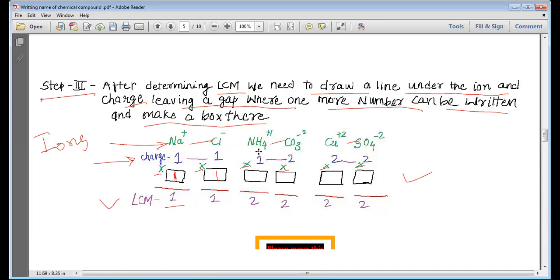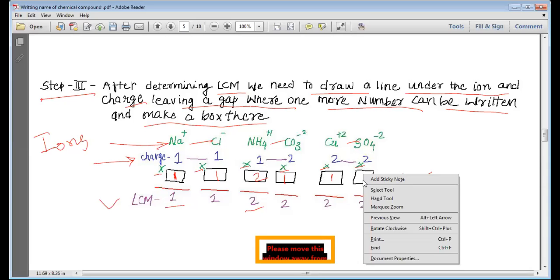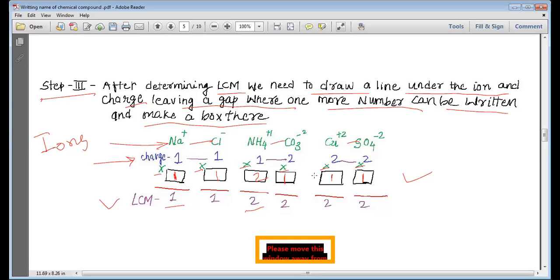1. 1 should be multiplied with what number so that we get the answer 2? 2. Very good. 2 should be multiplied with what number so that we can get the answer 2? 1. Very good. Absolutely correct. So here we should put 2, here we should put 1. 2 should be multiplied with what number to get answer 2? 1. Very good. So we'll put the number here.